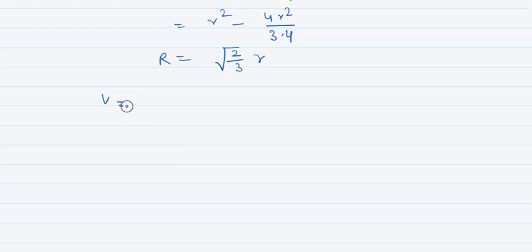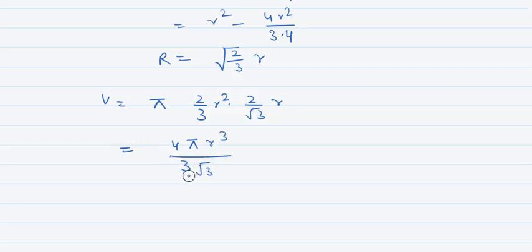So now we can easily calculate volume. Volume is pi R square h. So pi R square means 2 upon 3 r square into h. H we have already calculated, 2 upon root 3 r. So therefore the volume that we are getting is 4 pi r cube upon 3 root 3. So this is the volume. One thing we have calculated.